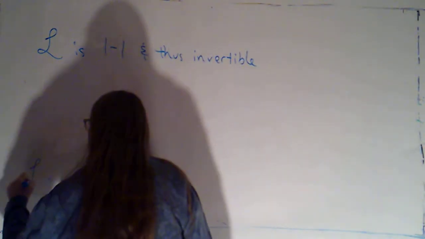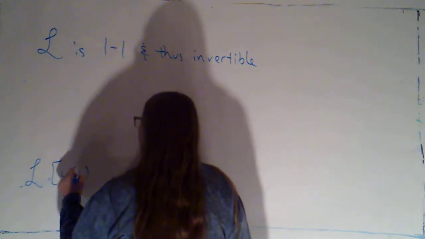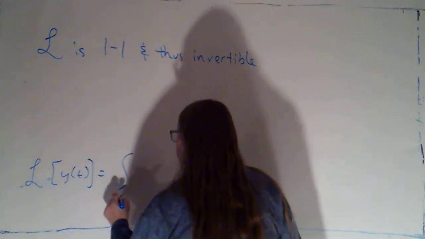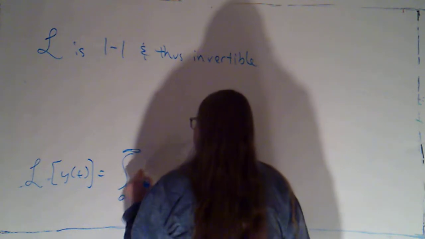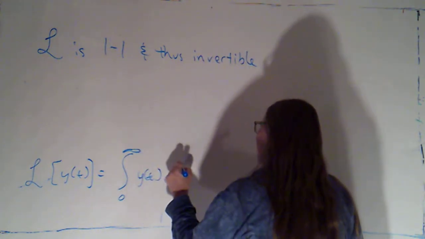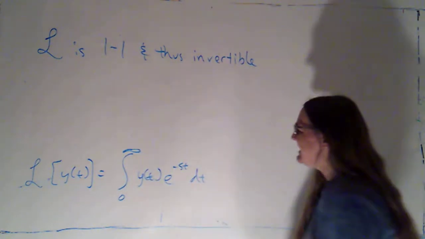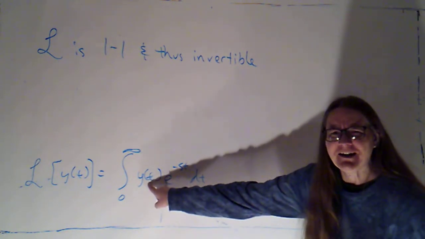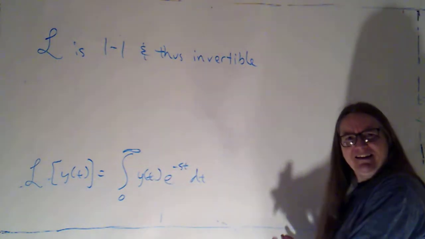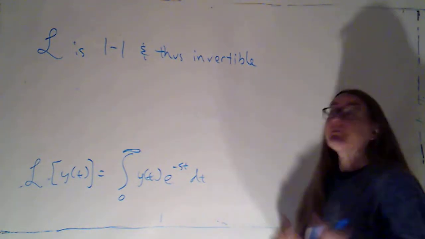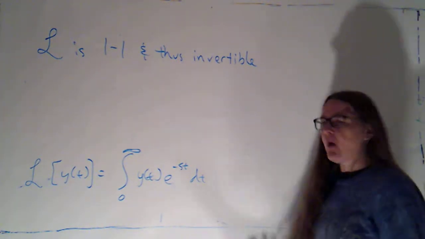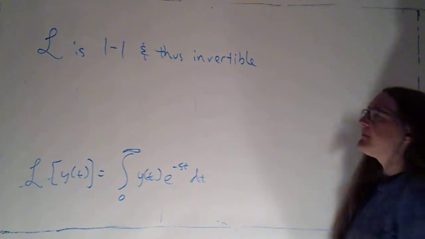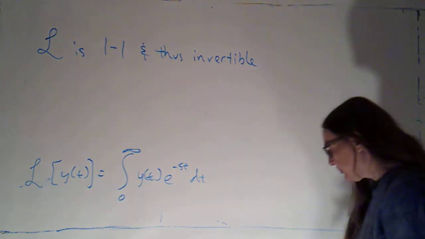Because the Laplace transform of y of t is the improper integral from 0 to infinity of y of t times e to the negative st dt, it seems kind of unlikely that having two different functions here could lead to the same thing in terms of s. Turns out that's not possible. So hopefully that seems reasonable to you, but I'm not going to do a formal proof.